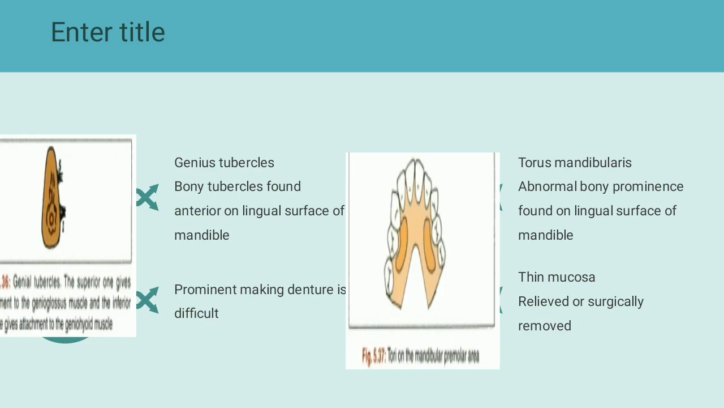Next, we go into the third relief area, the genial tubercles. That is a bony tubercle found anteriorly on the lingual surface of the mandible. On the lingual surface of the mandible, anterior part, bony tubercles will be present. That is the genial tubercles. When prominent, making a denture is very difficult in these conditions. Next, that is the torus mandibularis. It is also found on the lingual surface of the mandible. An abnormal bony prominence will be found there. Thin mucosa will be present; it is relieved or surgically removed.